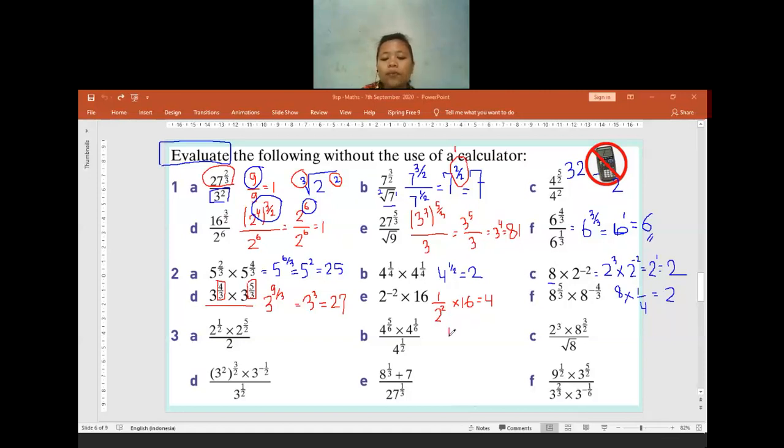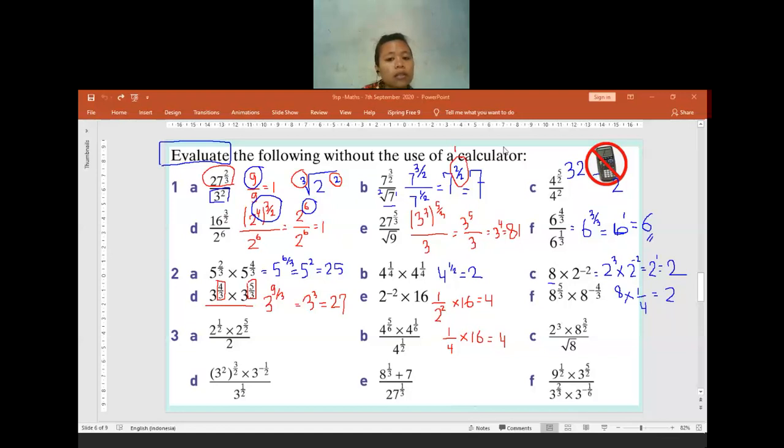It is equals to 4. That's why for 1 per 2 to the power of 2, we can write it as 1 per 4 times with 16. So we can do 16 divided by 4, which is equals to 4. Is it clear or is it still confusing?